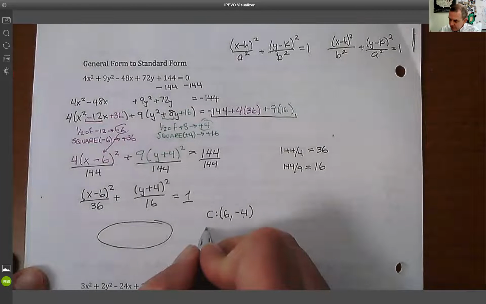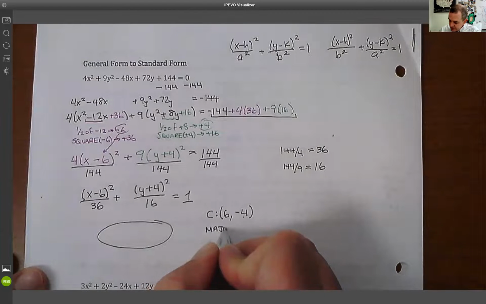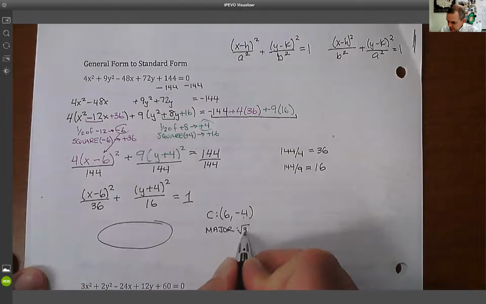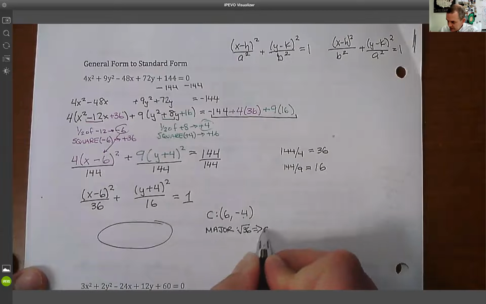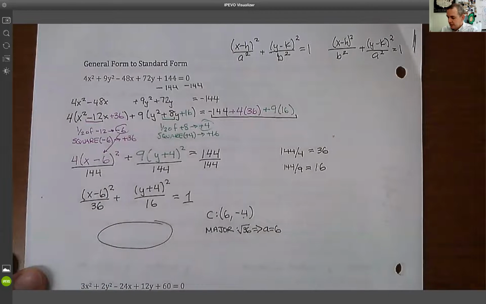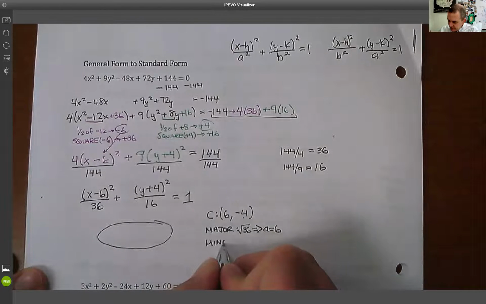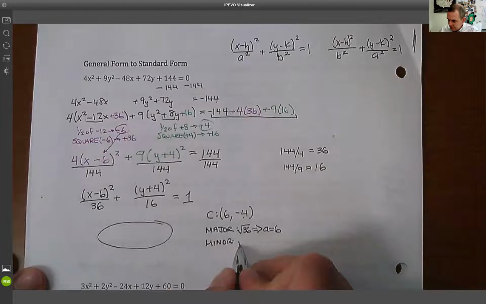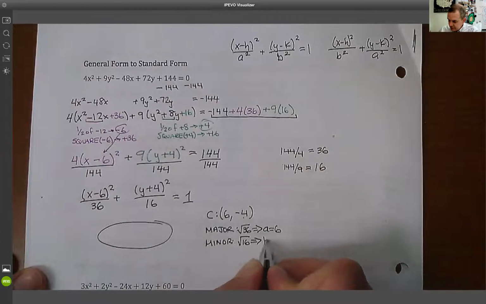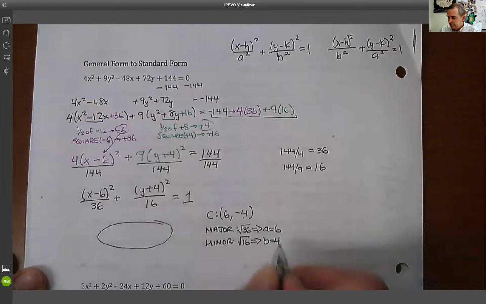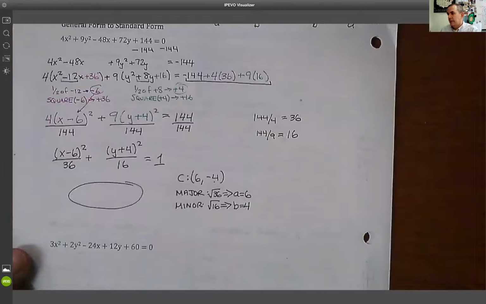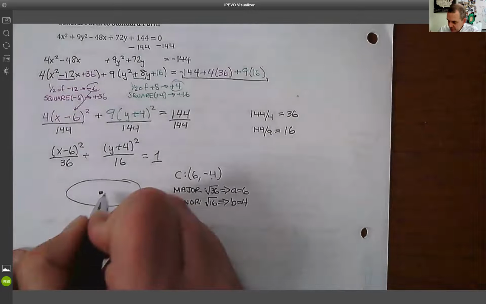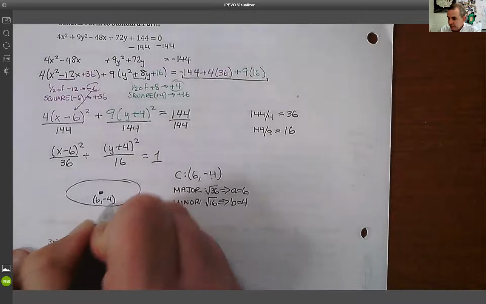I now know that my major axis is going to be the square root of this number, the square root of 36. So it tells me in this case that a is going to be 6. My minor axis is going to be under here, so what I'm going to do is the square root of 16. That tells me that b is going to equal 4. So now I know my center. I know where this thing's centered. I know it's centered at (6, -4).